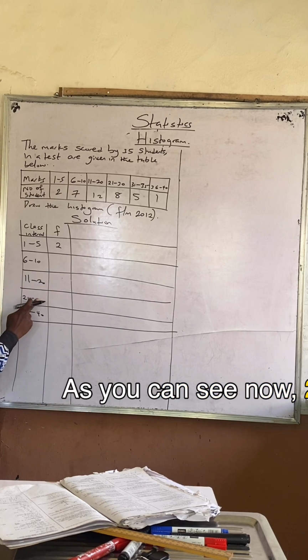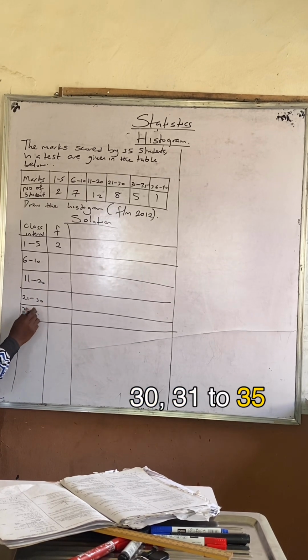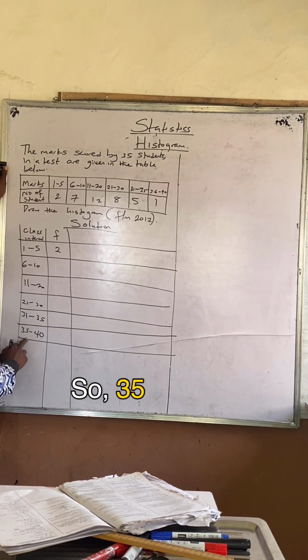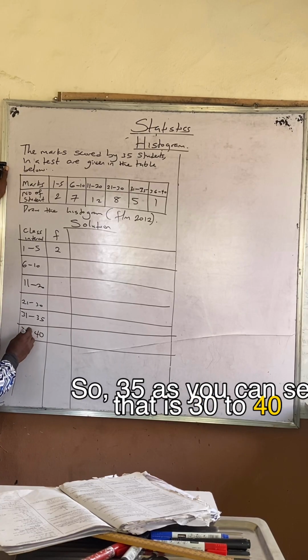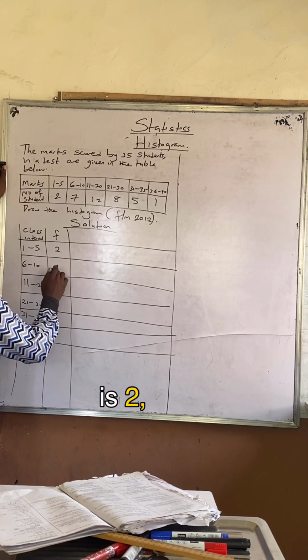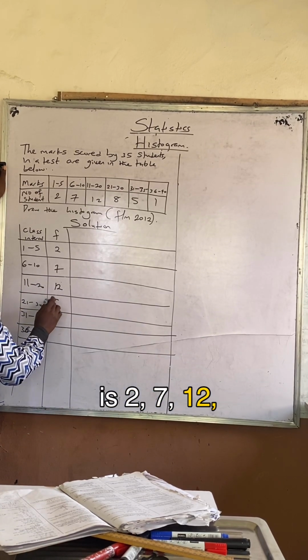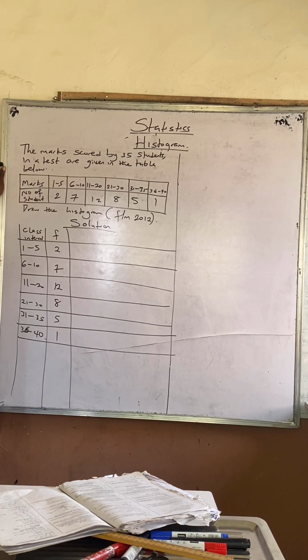As you can see on the board now, 21 to 30, 31 to 35, 36 to 40. Here the frequencies are 2, 7, 12, 8, 5, 1.